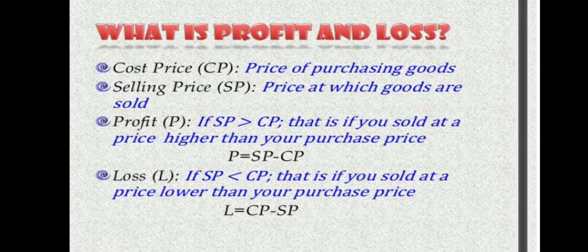So in profit and loss, we see in our day-to-day life when we are buying or selling something. So in buying and selling something we will see cost price and selling price. The cost price, CP, is the price of purchasing goods and selling price, SP, is the price at which we sell our goods. So where does profit come? When we sell something at a price which is higher than the cost price. When our selling price is greater than the cost price, then we get the profit.